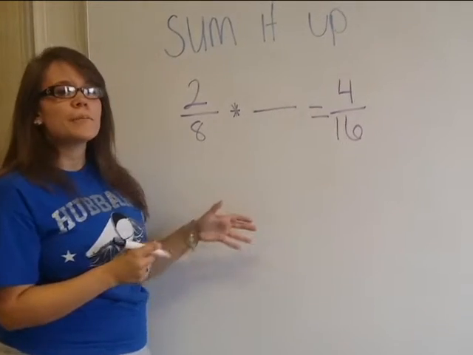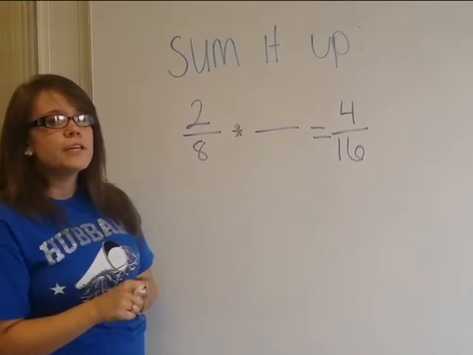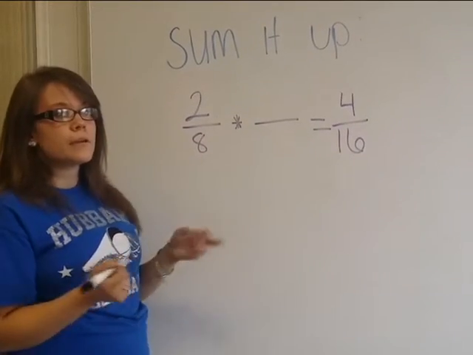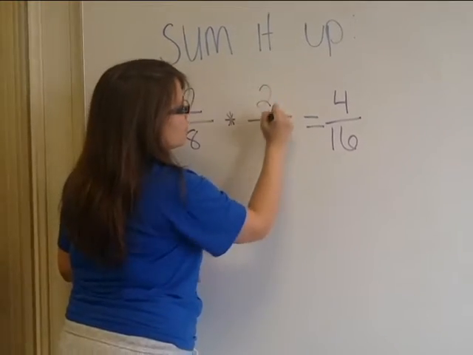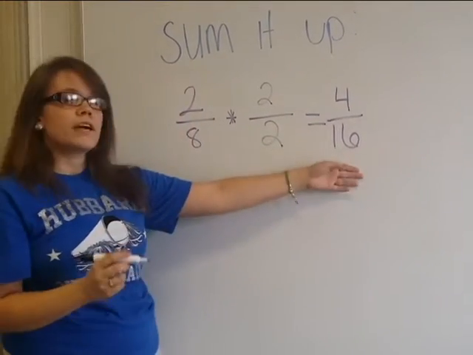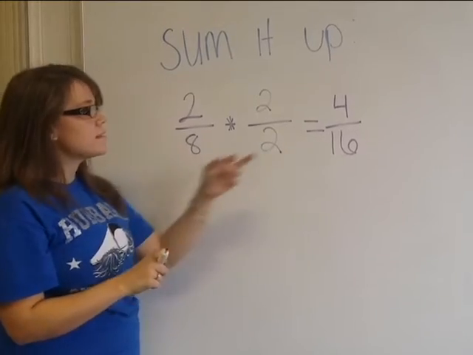To sum everything up, in order to know that 2 fractions are equivalent, you have to multiply the numerator and the denominator by the same number, and you would get your outcome fraction. So in this case, 2/8 is equal to 4/16.